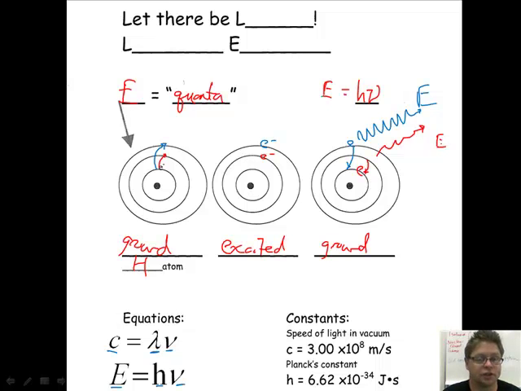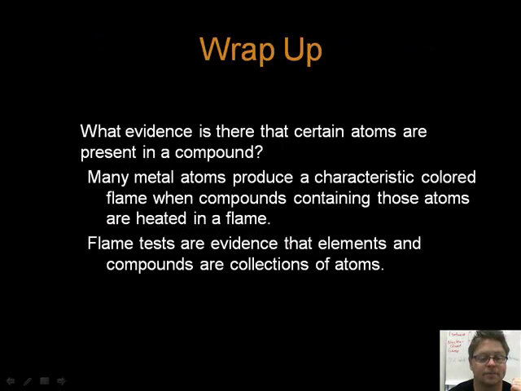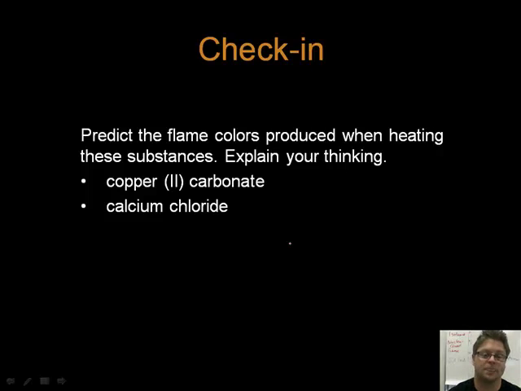Now the illustration indicates the flame colors are associated with the movements of electrons within the sodium atom. Bohr's model of the atom came directly from evidence that we looked at in class today. Certain elements are present in a compound because they produce characteristic colors. Flame tests are evidence that elements and compounds are a collection of atoms, and some of those atoms, again the metals, emit certain colors when their electrons get excited and then move back down to the ground state. So please check in and predict the flame color produced when heating these substances.